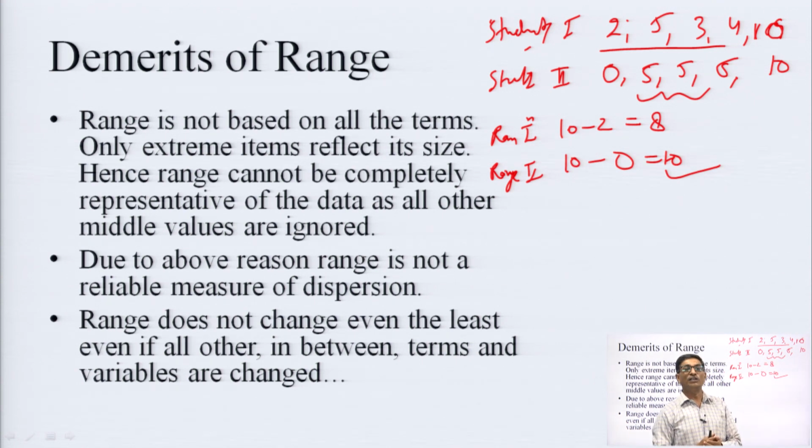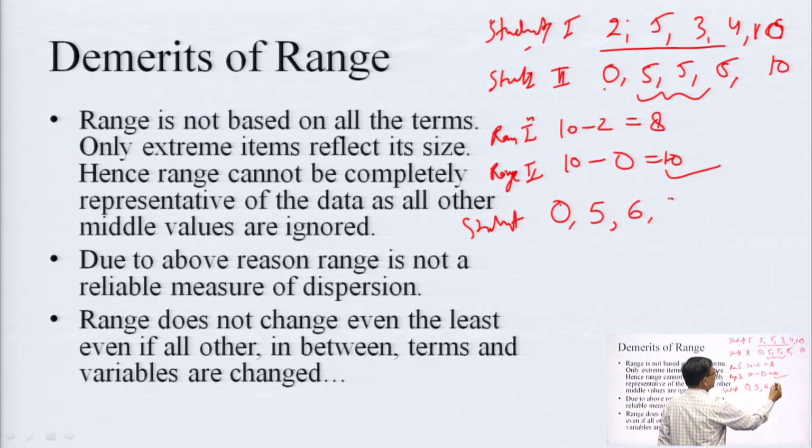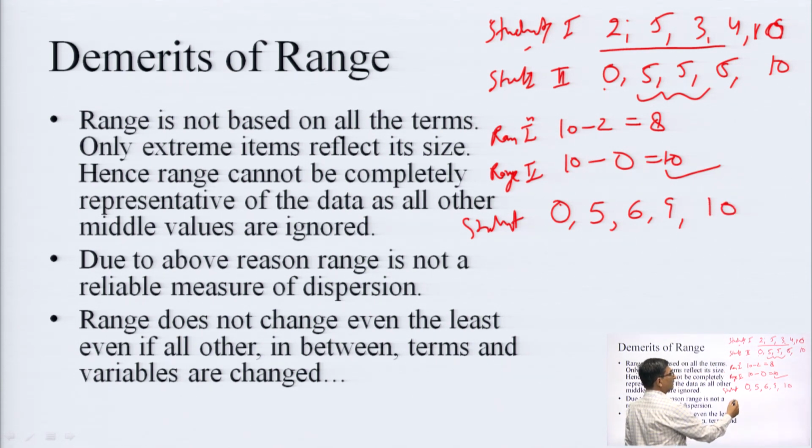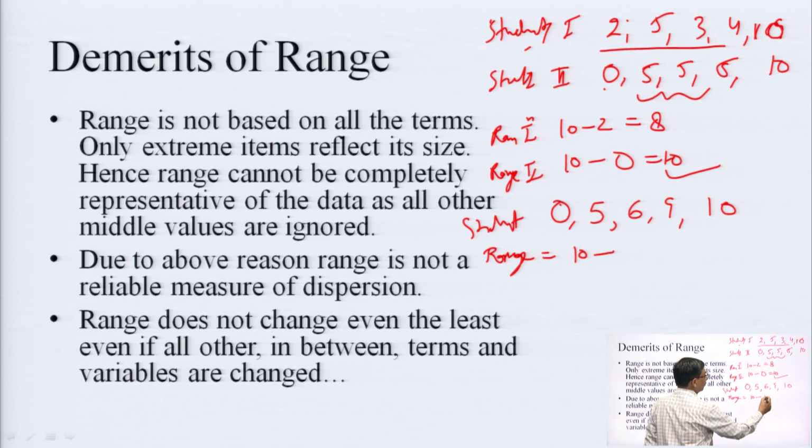Third, range does not change even in the least, even if all other in-between terms and variables are changed. That means, for example, if we take another example, a third student who got 0 marks, 5, 6, 9 and 10. In this case the range for this student is 10 minus 0, that is 10. The range is the same, but the middle values are changed here.